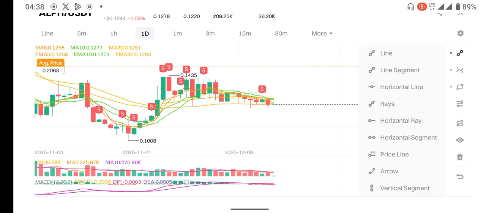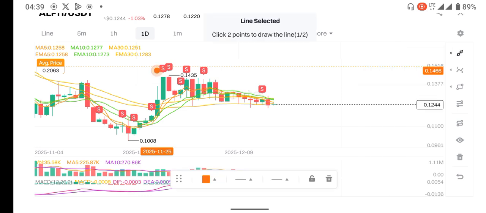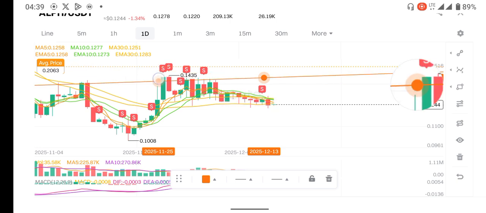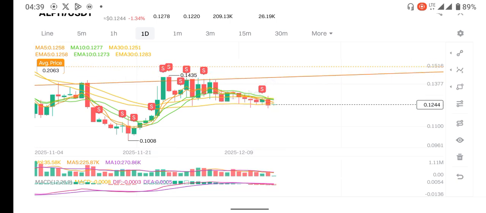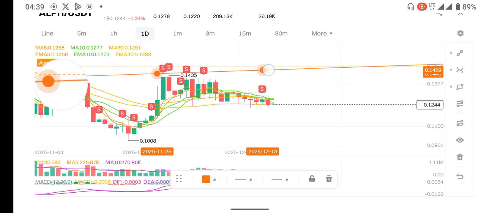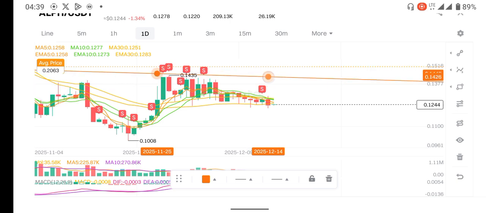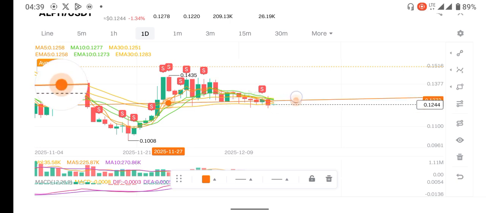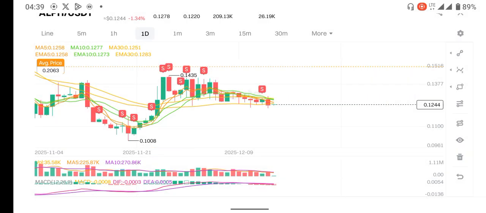Okay, so if we take this line here, this will give us our resistance point, 0.1435, and the support is 0.1245. This is the daily chart, remember.